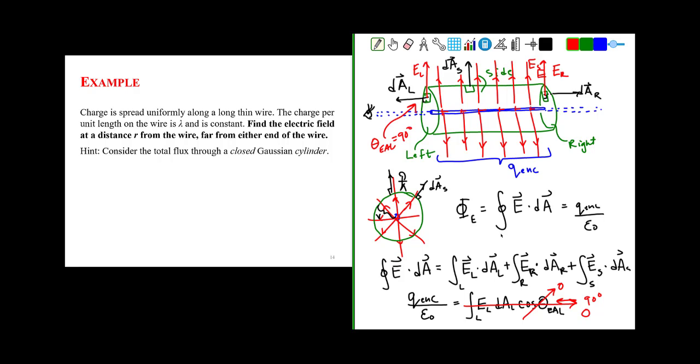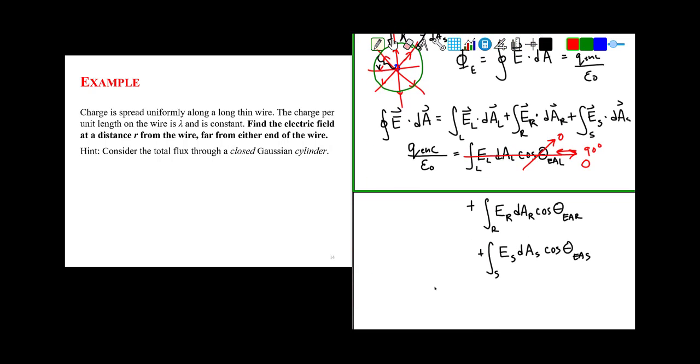Same thing with the right surface. Since there are no electric field lines crossing the plane of the right surface, and that's true because the angle between the electric field and the right surface is 90 degrees, because that angle is 90 degrees, we know that the electric flux through the right surface is going to be 0. This means we are left with the electric flux through the side of our cylinder.